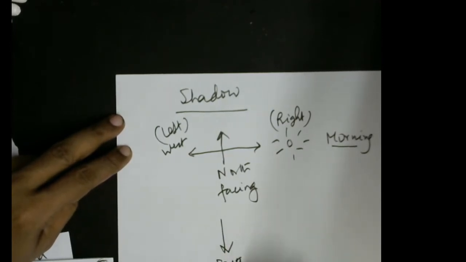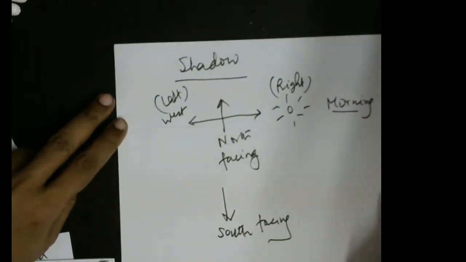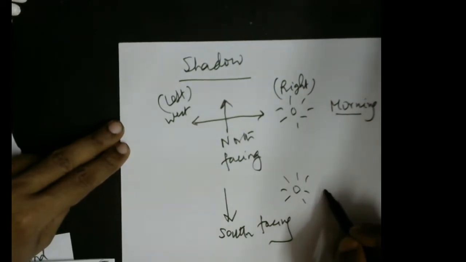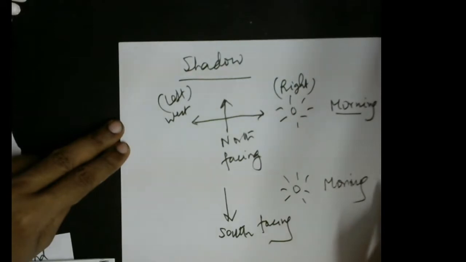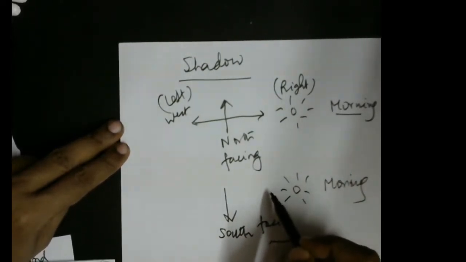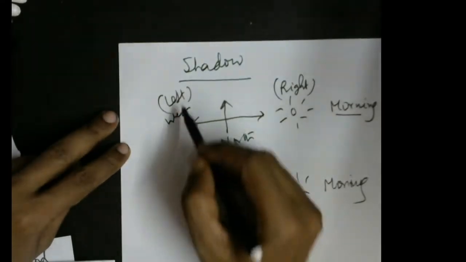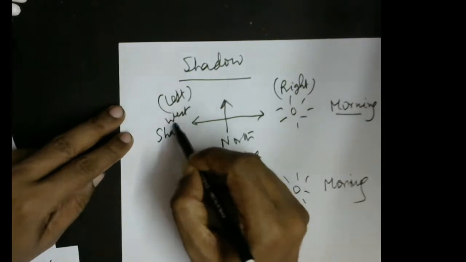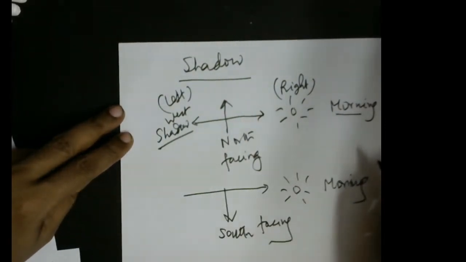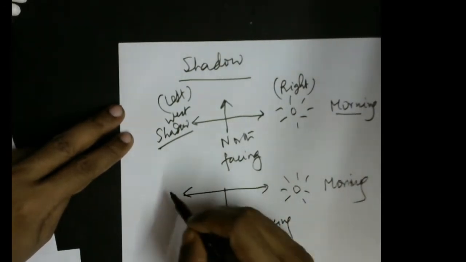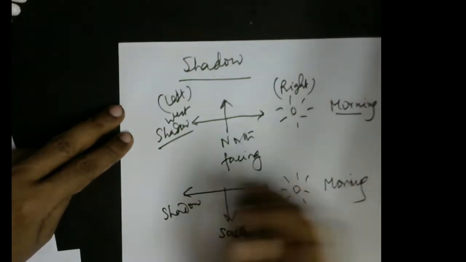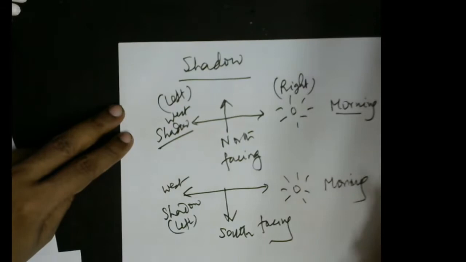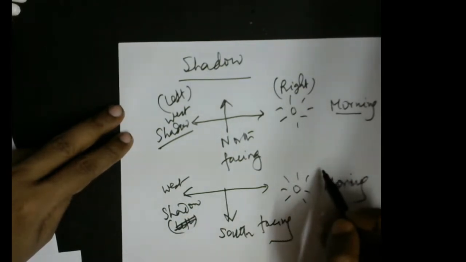But if a person is facing south in the morning, that means the sun will be as usual in the east direction, morning time. Then his shadow, he will observe towards his right hand direction. But in the north facing direction, his left hand will be the shadow. In the morning time facing south, his shadow will be on the other side of the sun, that is the west side, and that will be his right hand direction, because the sun will be on the left hand side.